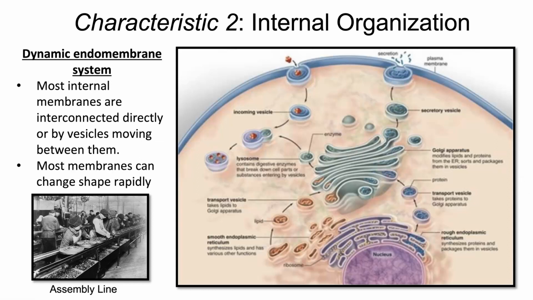So let's talk about the other aspect of this internal organization that's unique to eukaryotes, and that is the evolution of a dynamic endomembrane system. So remember, dynamic means you can move around, endo means within, membranes are membranes, and so there's this whole system of internal membranes that are interconnected throughout eukaryotic cells. And these membranes can change shape and move around all through the cell. So if you think about, for example, the nucleus, it is surrounded by what's called an endoplasmic reticulum.